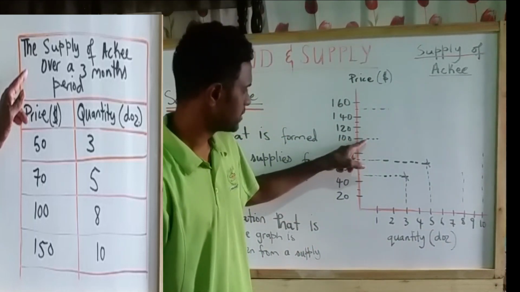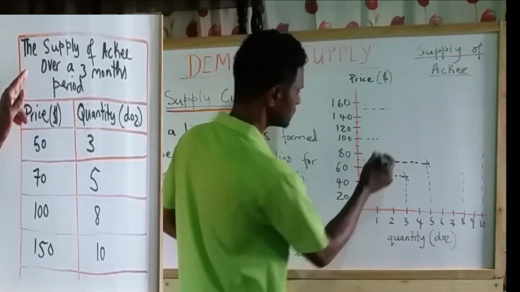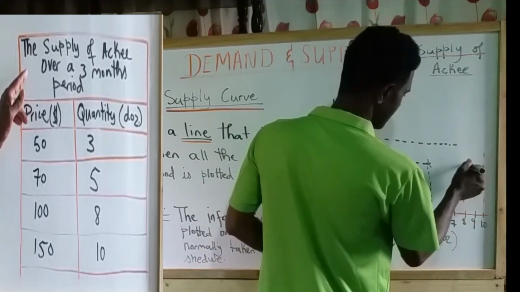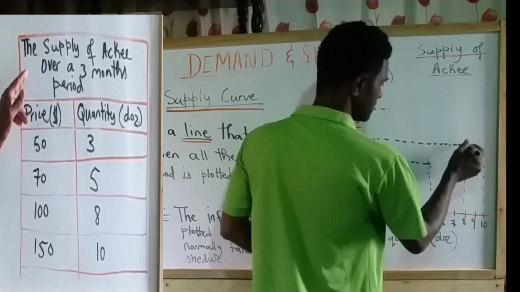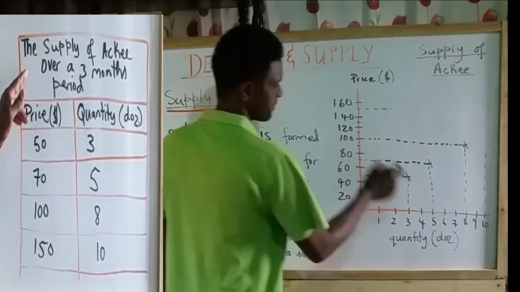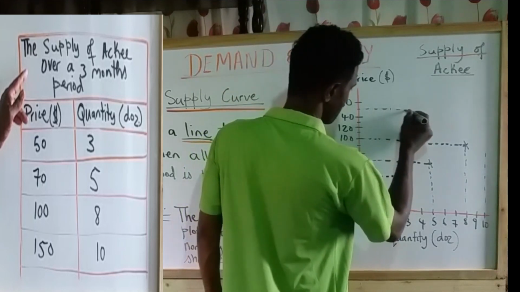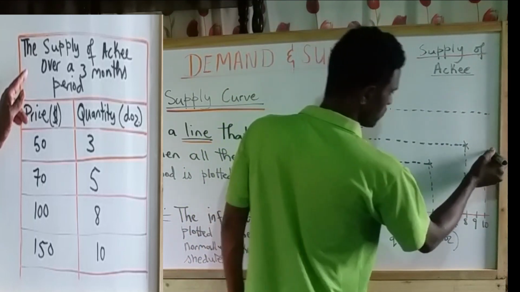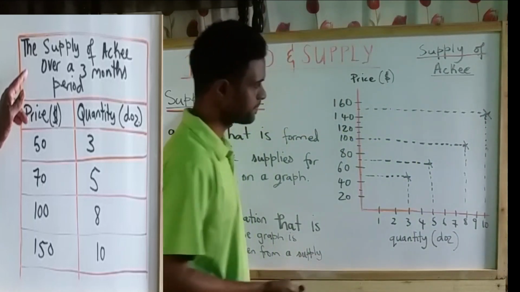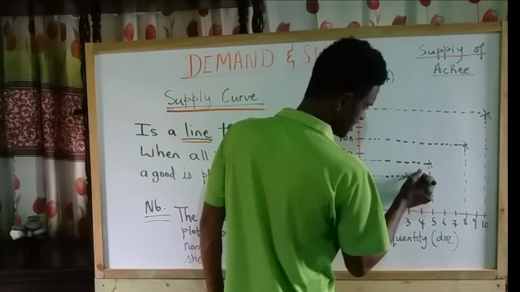Now, when the price went up to $100, the supplied amount was 8 dozen. So you follow the same procedure. You go across, come up at the 8 dozen line, and where they meet, you put an X. When the price went up to $150, the suppliers were willing to put 10 dozen ackees on the market. You go across, come up, and where the lines meet, we put an X. So what we'll do now is draw a line to connect these X's.